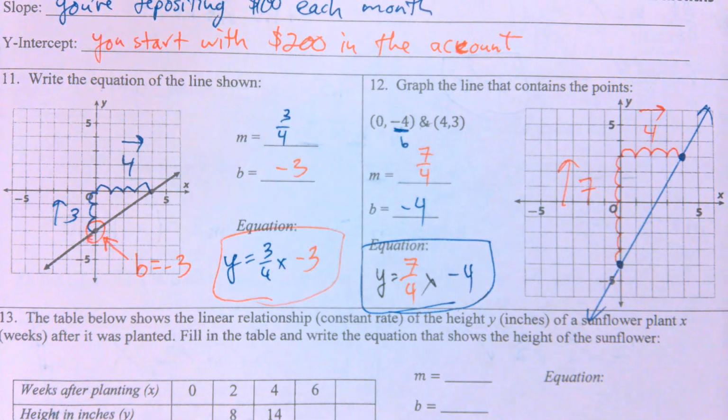So on one, you'll start with the graph, figure it out. The other one, you'll just start with the points, have to graph it, and then figure it out. So a little bit more difficult in that second one.